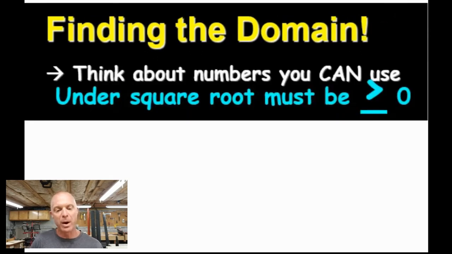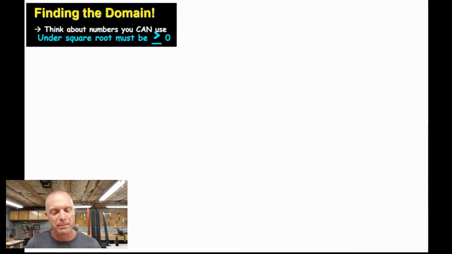Now, when you have a square root, what you can do is you can think about numbers that you're allowed to use. And numbers that are allowed to be used are going to be such that when you're under the square root, that will come out positive. Sounds a little fancy. Let's actually do it for a couple problems.